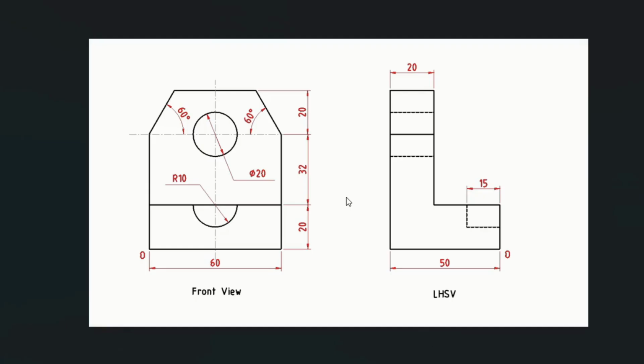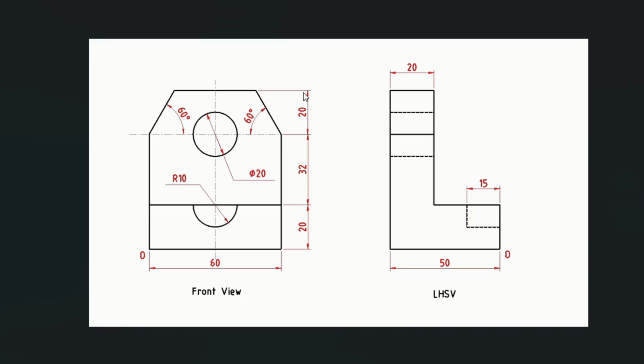If we talk about this object, the overall length of the object along the x direction is 60 mm. The overall width is 50 mm, in the y direction. The overall height is 20 plus 20 plus 32, that is 72, the overall height in the z direction. The origin is given in the front view on the left hand side, and in the left hand side view, it is to the right.